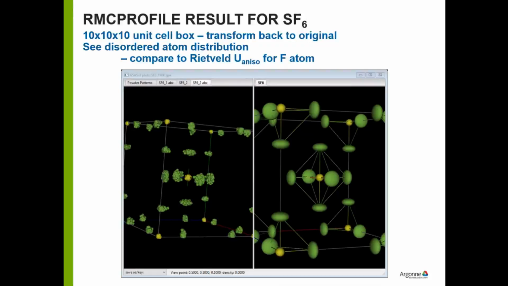So here's what the anisotropic refinement would be for SF6 from powder diffraction data, the Rietveld refinement. Here's the RMC profiles simulation, which was originally a 10 by 10 by 10 block of atoms. The atoms were then all folded back into a single unit cell, so you could see how they all overlapped on each other. The distribution of them is pretty good and well matched to the anisotropic temperature factors. But the actual distances are not too short anymore.